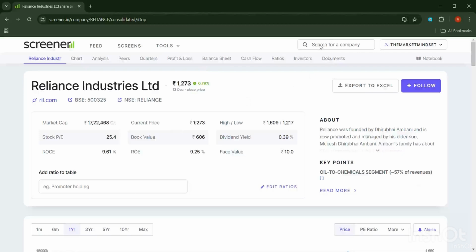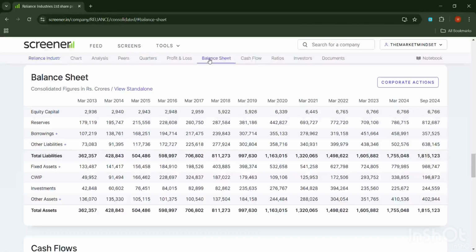And today I'll be teaching you how you can analyze the balance sheet of a company in screeners.in. As you can see on the screen, we are on the page of Reliance Industries, and when I click on the balance sheet, I'll be redirected towards the balance sheet section of Reliance Industries. Here the balance sheet is divided into two categories, that is liabilities and the assets.